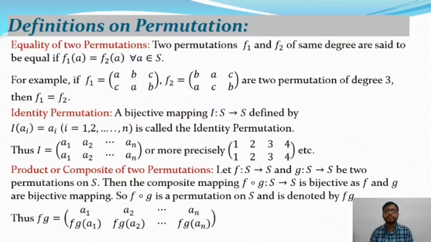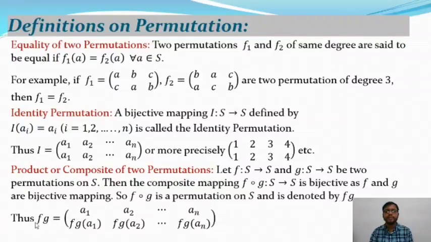So it is bijective, as F and G both are bijective mappings. If F and G are both bijective mappings, then their composition, that means F composition G, is a bijective mapping, as well as G composition F is a bijective mapping. So F composition G is a permutation on S, and it is denoted by FG.